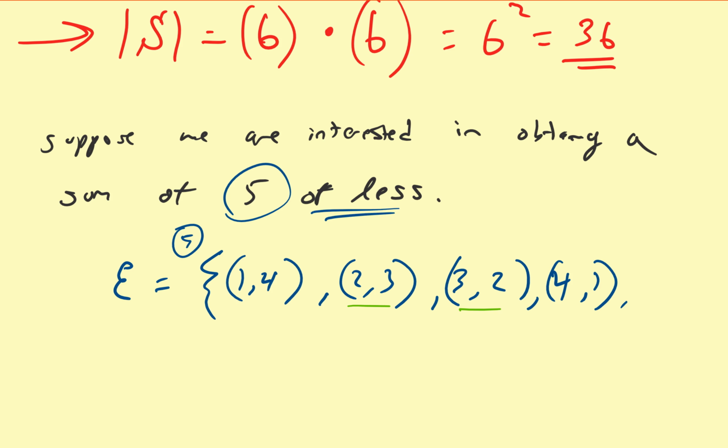Now let's focus on the or less part. So how can we get a sum of 4? The sum of 4 is going to be 1 and 3, 2 and 2, 3 and 1.